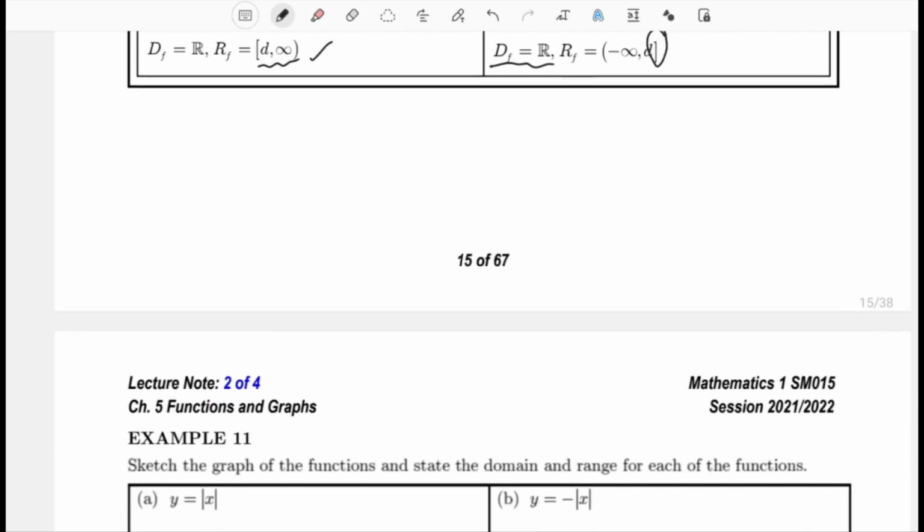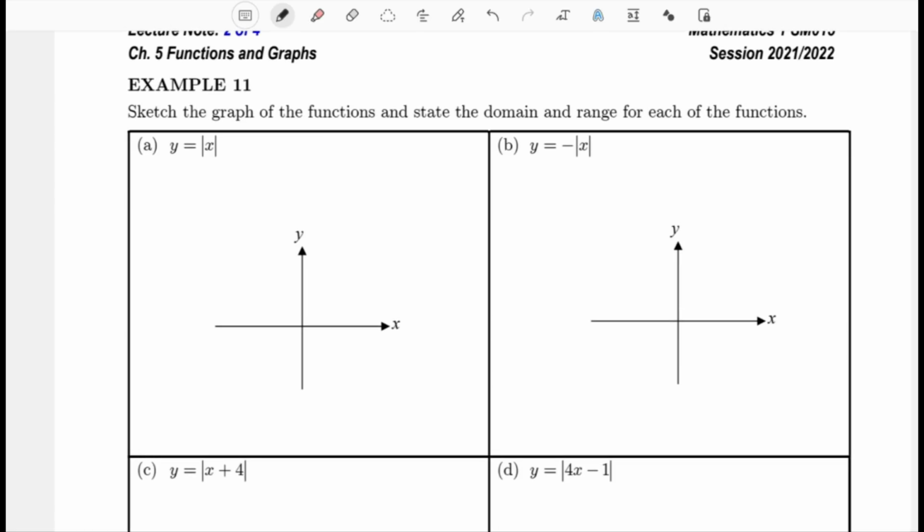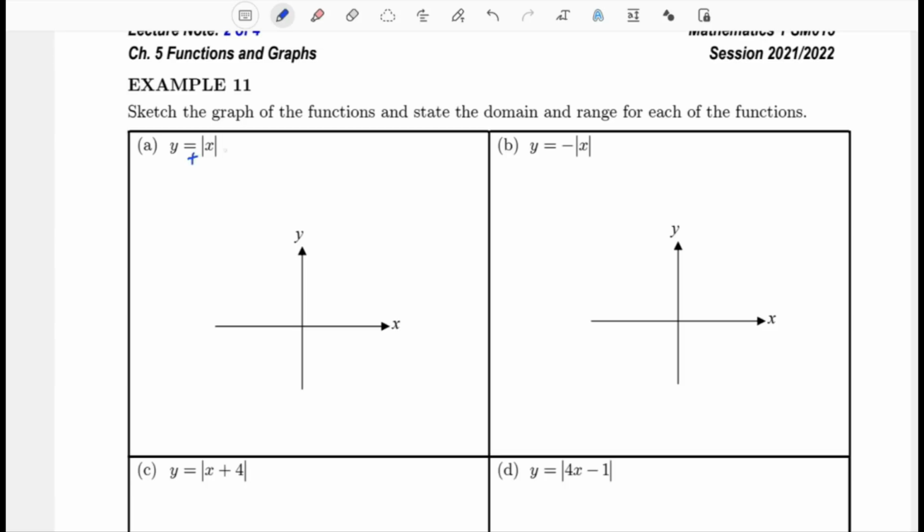Right, let's look at the example. Example 11. A, sketch the graph of the functions and state the domain and range for each of the functions. So y equals modulus x. So definitely your a is positive here, so behind here plus 0. So I would say the graph is definitely something like this, pointing upward. So we have the minimum point, so the minimum point is going to be (0, 0). Right? So something like this.